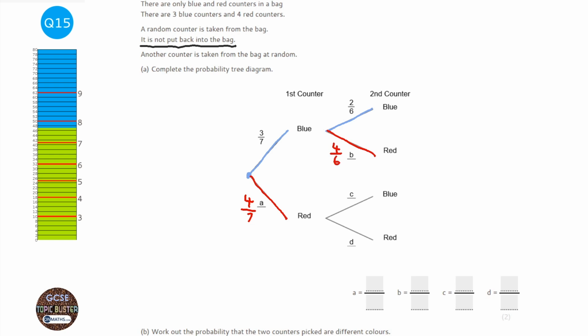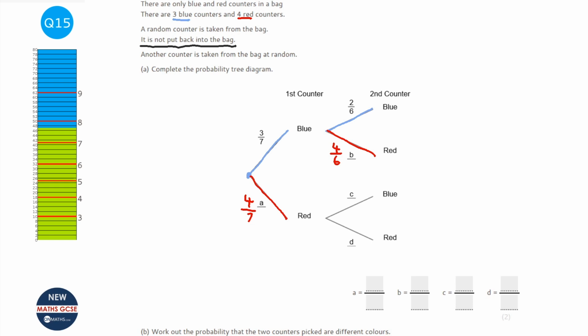Okay, now let's see where those numbers have come from. It says in the question that there are three blue counters and four red. Therefore, the first probability of a blue being 3 over 7 is because there are three blue counters and 7 altogether. The second probability, if I picked a blue on the first counter and then a blue again, is 2 over 6. That's because there are two blue counters and only 6 left altogether. So we need to know that to be able to fill out the bottom one.